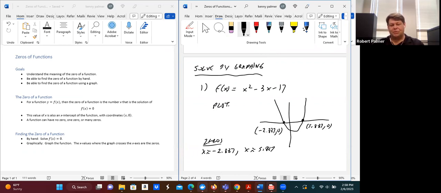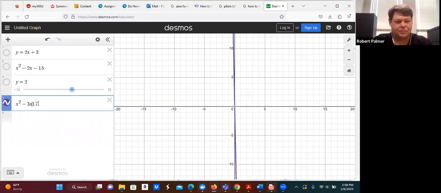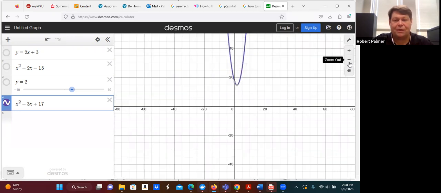Okay, let's go back to Desmos just a minute. Now, what if I had a different one? What if I changed this one, instead of minus, made this a plus 17? Now, we don't see it anymore, but it's still a parabola. So we zoom out. Notice it doesn't cross the x-axis. Therefore, this one would not have any zeros. What would happen then, if you solve this one as a quadratic equation, you find out that your solutions are imaginary. They involve complex numbers. That's one way to tell that you don't have any zeros.